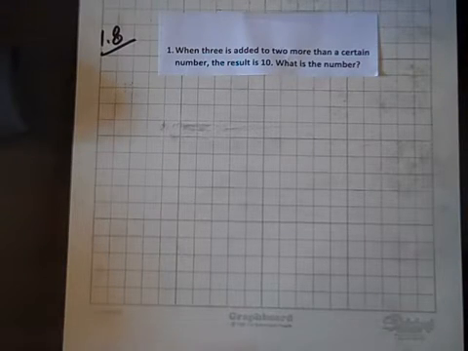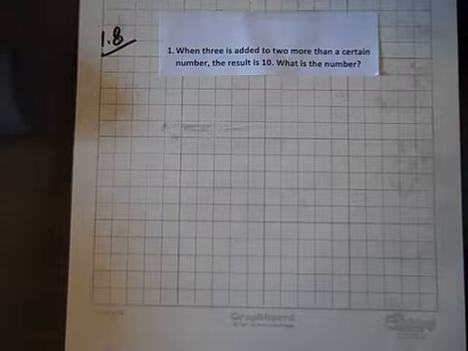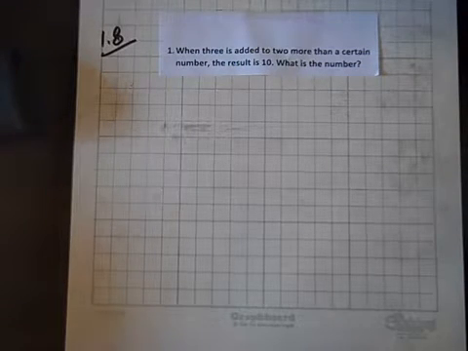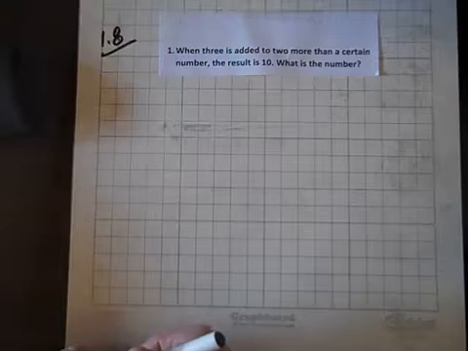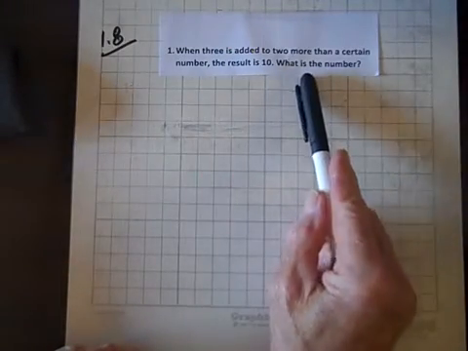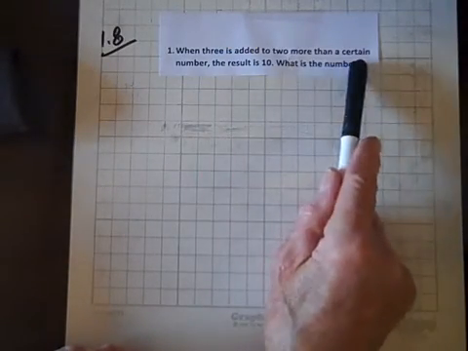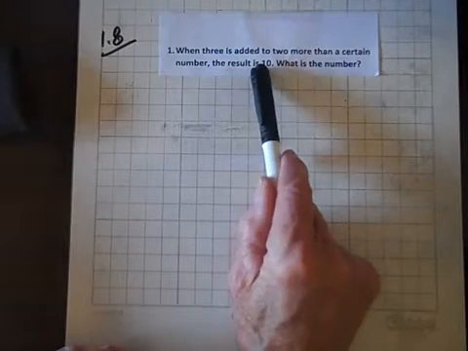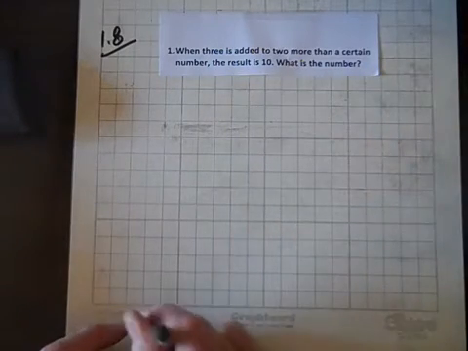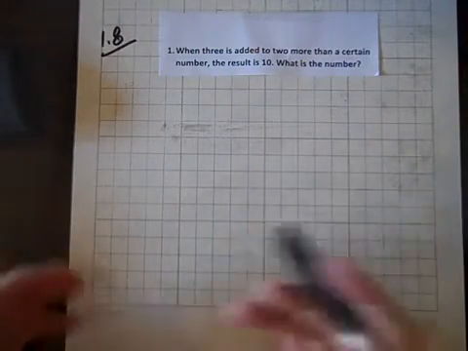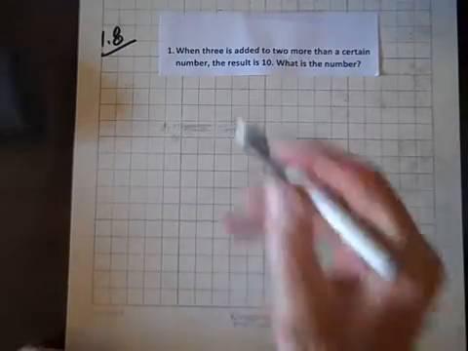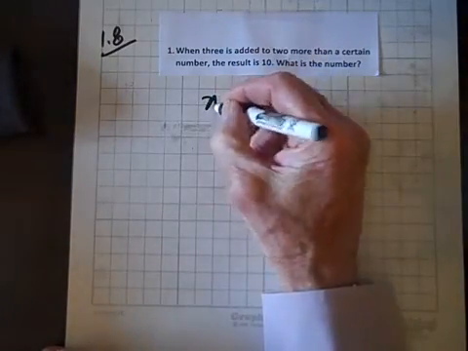So section 1.8, and we've got to deal with these number problems. Well, here we go. When 3 is added to 2 more than a certain number, the result is 10. What is the number? Well, what is the number? I don't know. So let's just call it n.